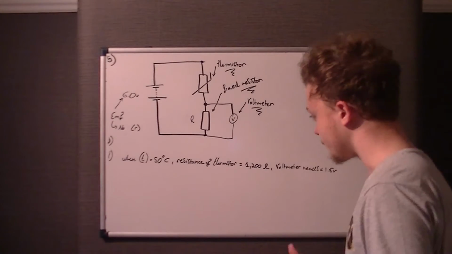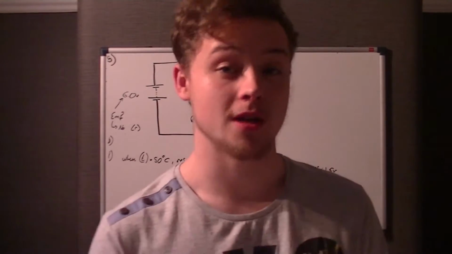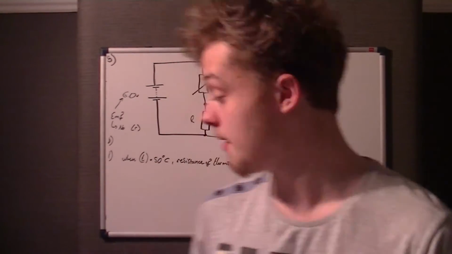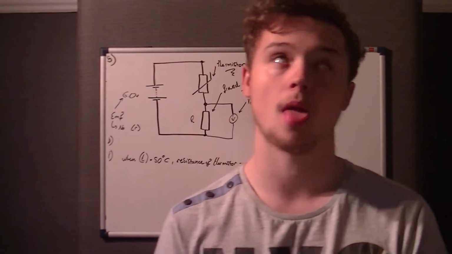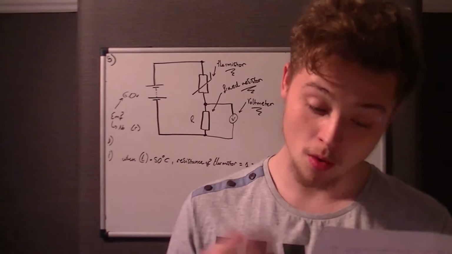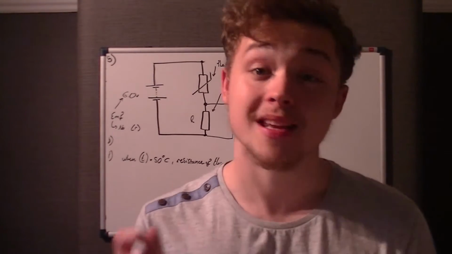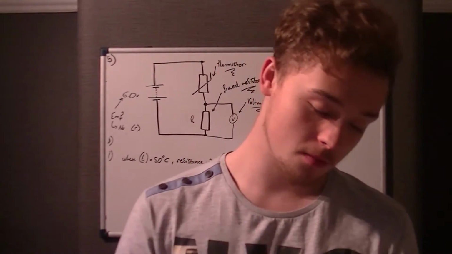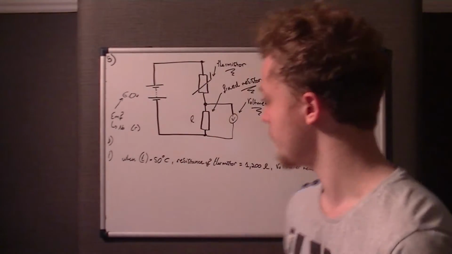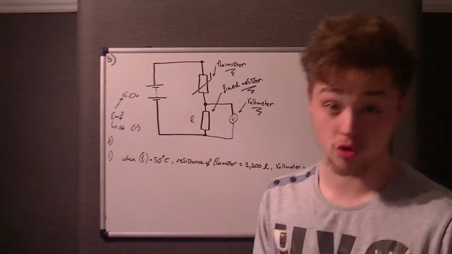Anyway, we're told that when the temperature is equal to 50 degrees C, the resistance of the thermistor is 1.2 kilo ohms. Now, you need to convert that to, weirdly enough, single ohms. Otherwise, it obviously would affect your result. So, obviously, that's 1,200 ohms.